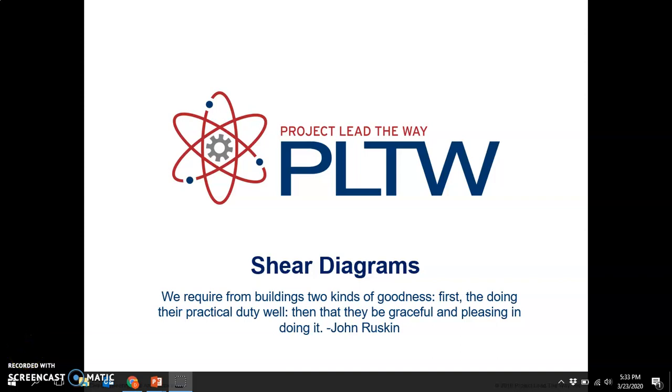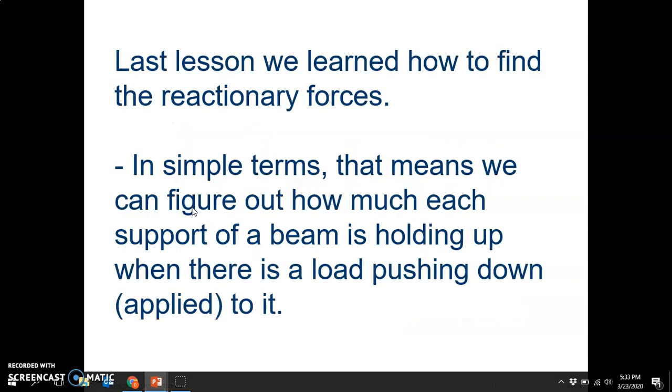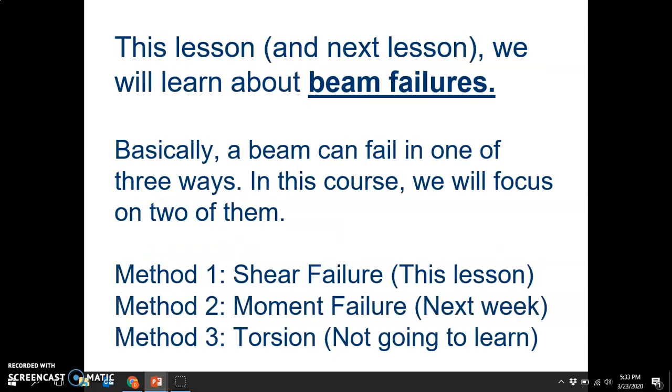Alrighty, let's do this. In this video, we are going to learn about how to create shear diagrams. Last class, we learned how to find reactionary forces. In simple terms, that means that if you have a beam and there is weight put on the beam, I can calculate exactly how much each support of the beam is holding up. Force is getting pushed down, both sides are pushing up to counter it. I can tell you exactly how much each side is supporting.